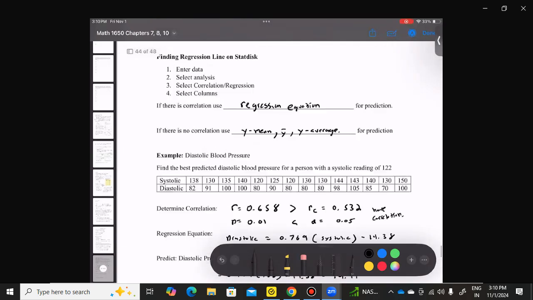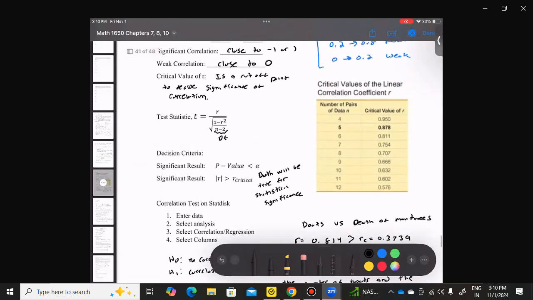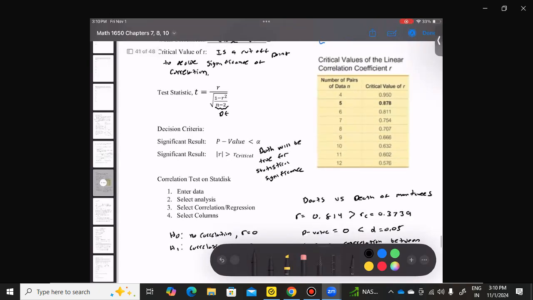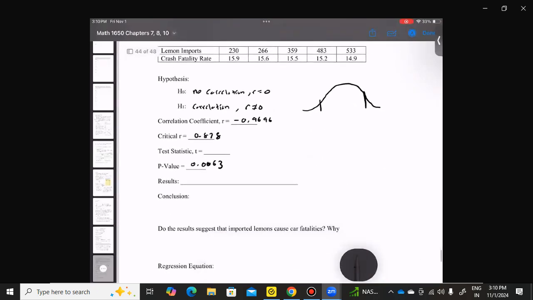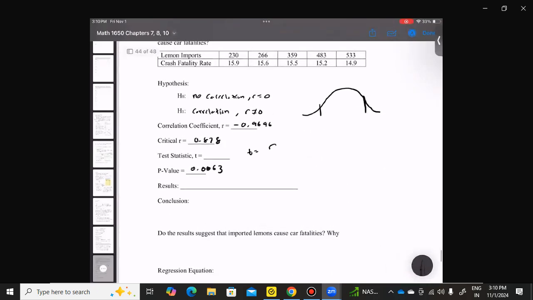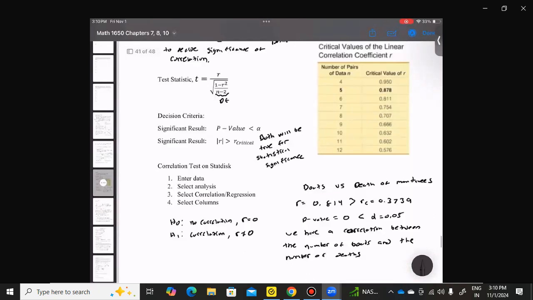We had it before in section 10.1. T equals R over the square root of 1 minus R squared over n minus 2. So I'll write this out. T equaling R over the square root of 1 minus R squared over n minus 2. Let me just double check that. Yes, okay.